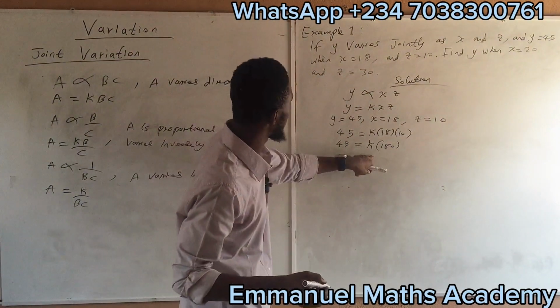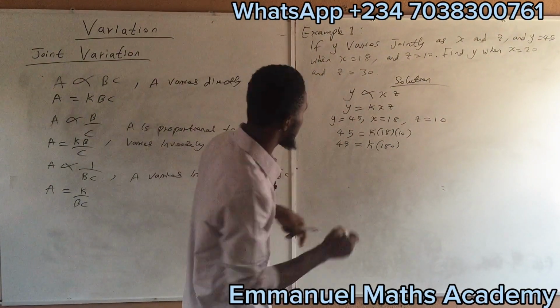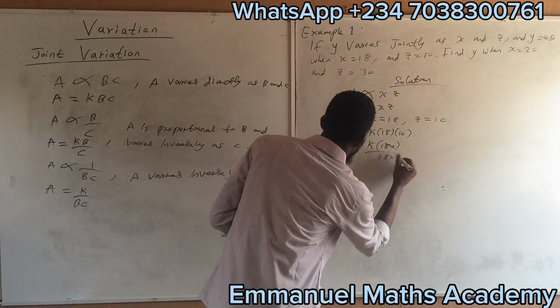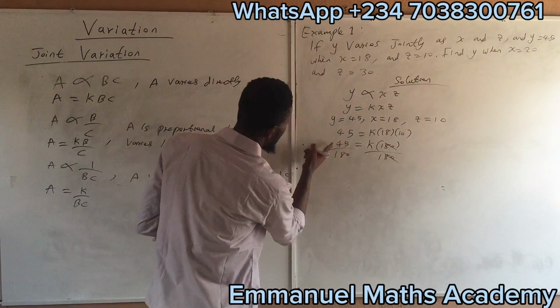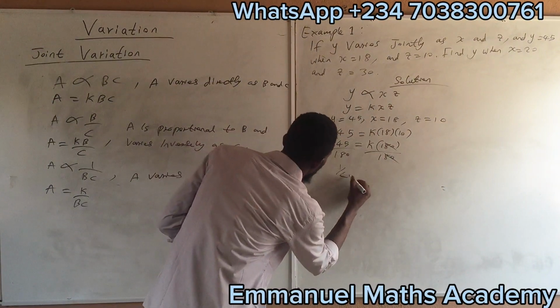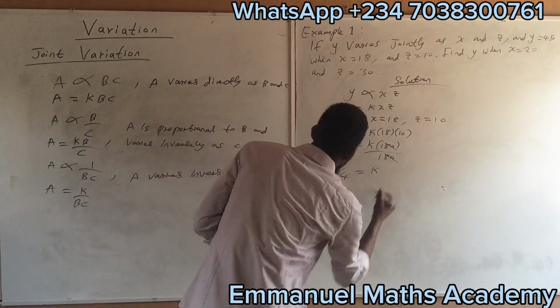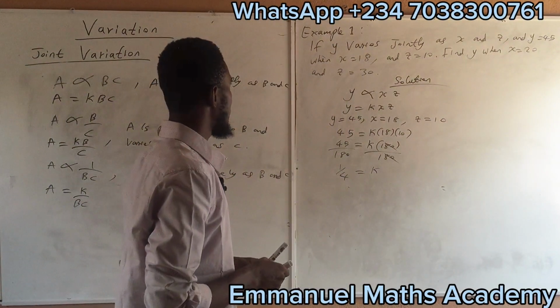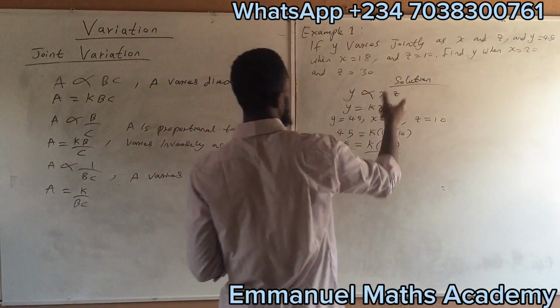Now make K the subject of the formula by dividing both sides by the coefficient of K. What's the coefficient of K here? 180. Divide this side with 180 and this side with 180. If you divide 45 by 180, you have 1 over 4 equal to K. That means our K is equal to 1 over 4. Right? Is that correct? Now, this is the first part.